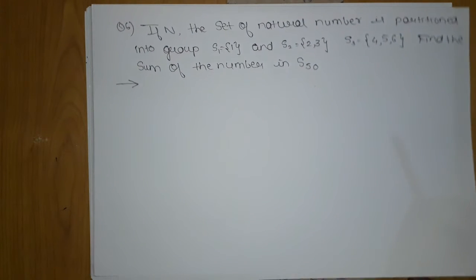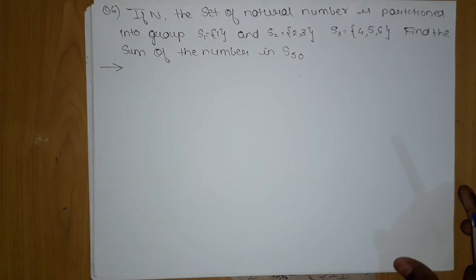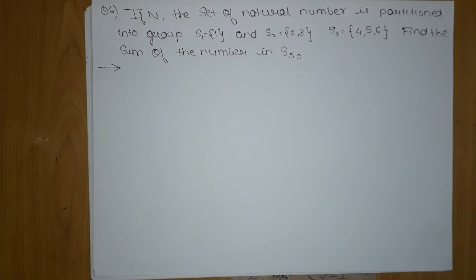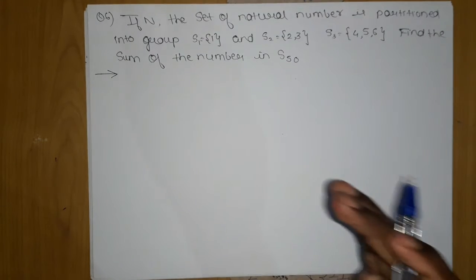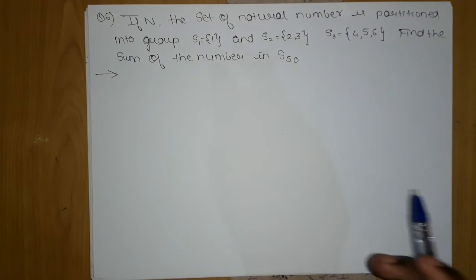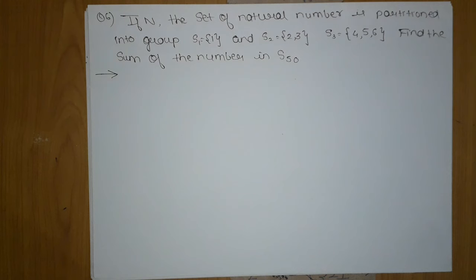Okay, now let's move on to the next question. The next question is one which I find a very difficult question. This question is not easy. If N is the set of natural numbers and is partitioned into groups, S1 is 1, S2 is the terms 2 and 3, S3 is 4, 5, 6, like that. Then find the sum of the numbers in S50.